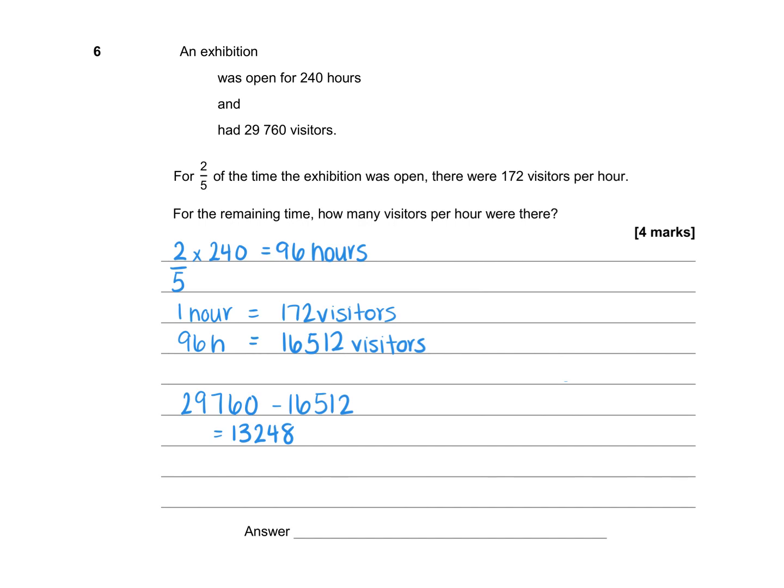Well, if for two-fifths of the whole time it had 172 visitors per hour, that must mean for 3/5 of the time, so 3/5 times by 240, or I could have just subtracted it off. If I'm going to be honest, I don't know why I didn't just do that. 0.6 times by 240, we get 144 hours. So in 144 hours, they had 13,248 visitors.